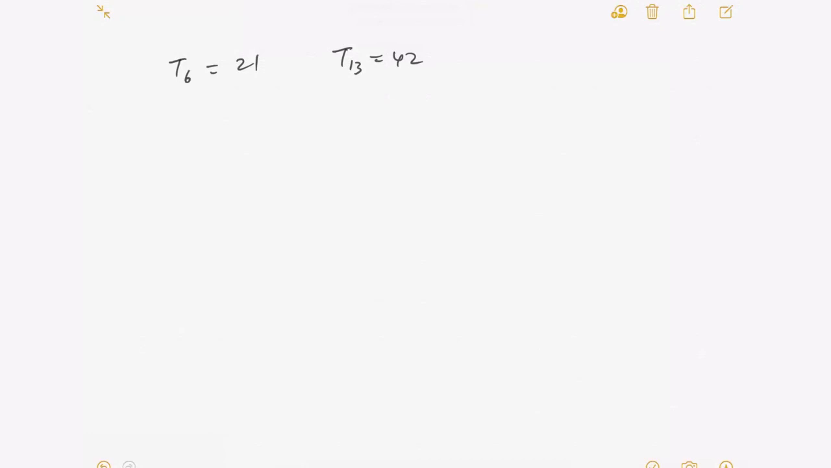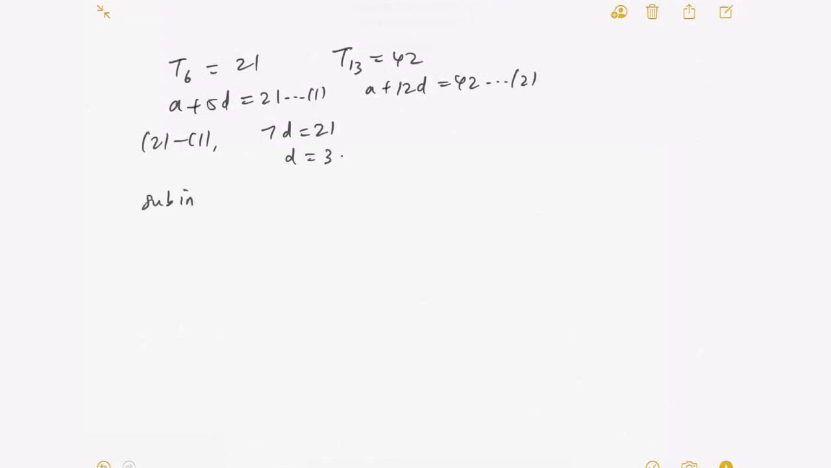So number one, we know that T6 is a plus n minus 1 d. Your n is 6, minus 1 is 5, 5d here. So first equation. T13, we use a plus 13 minus 1, 12d is 42. So to solve this simultaneous equation, we take equation 2 minus equation 1. 12 minus 5, 7d. 42 minus 21, 21. d is 3. So when you sub inside, let's say, equation number 1, you can find the value of a. 21 minus 15, your a is 6.